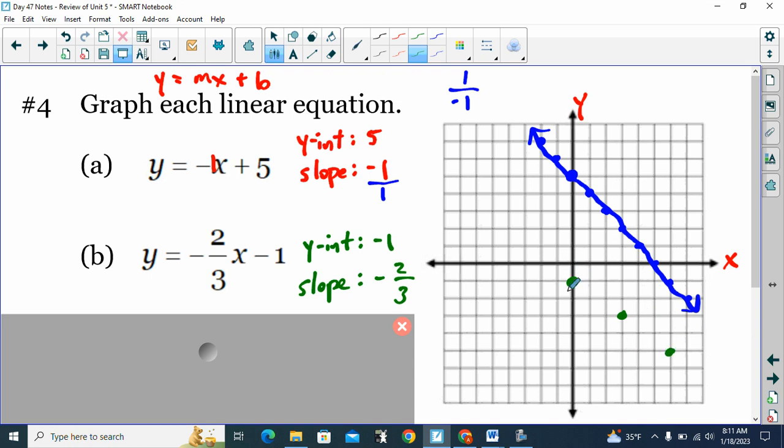Again, if your slope's positive, I would recommend at least your first points going up and to the right. Slope is negative, go down and to the right. And then if you need other points over here, we can go up and left, and that's on that exact same line.